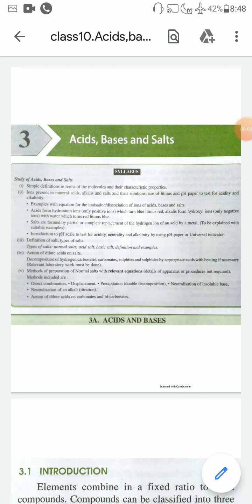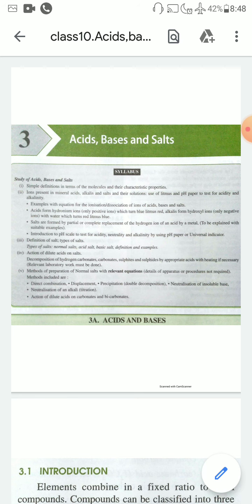Today I'll discuss ICSC class 10 chemistry. The topic is acids, bases and salts, the third chapter of ICSC class 10 chemistry. Today I'll discuss acids: what is an acid, and the different types of acid.